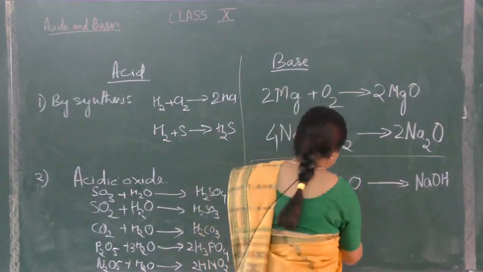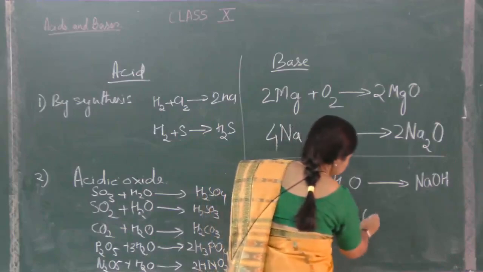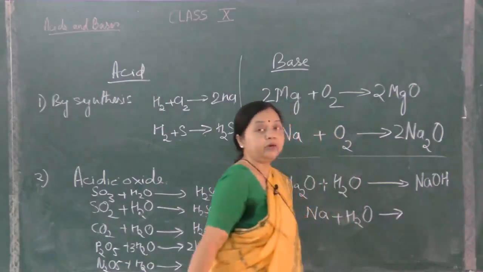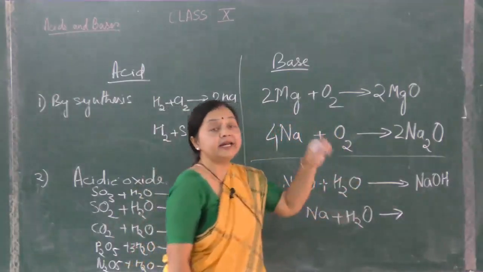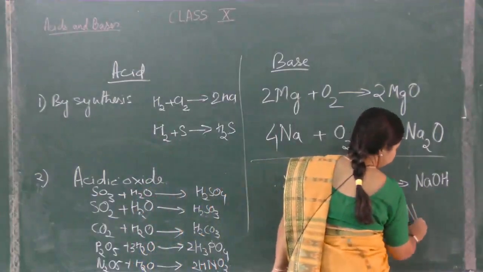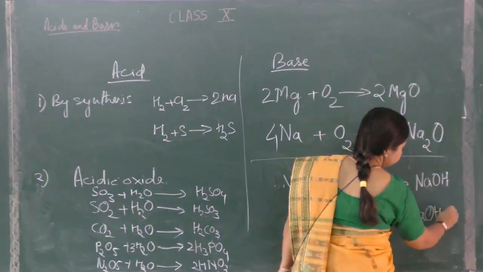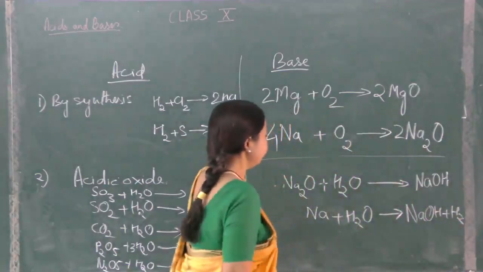And if we directly add the metal to water, then also NaOH is furnished. If the sodium metal is directly dropped in water, then sodium hydroxide and hydrogen are formed. NaOH plus H2 will be formed. Okay.